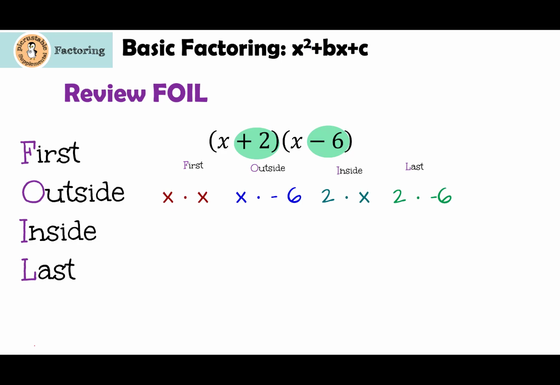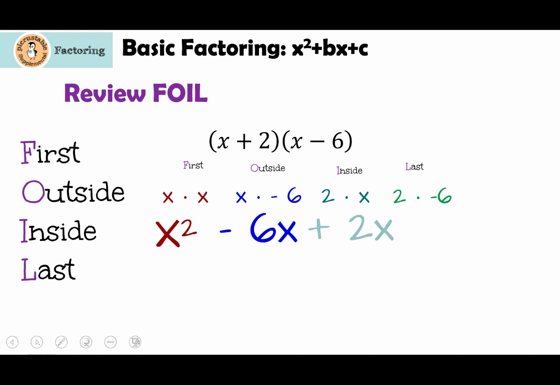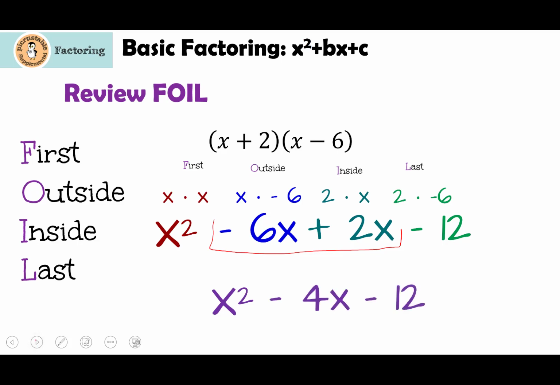Cool. So let's simplify a little bit here. We're going to have x times x is x squared. x times negative 6 is negative 6x. 2 times x is 2x. And finally, 2 times negative 6 is negative 12. Our last step is to combine like terms. So hopefully you see that these are like terms. So we're going to have x squared. And then negative 6x plus 2x is negative 4x. And then finally, negative 12.